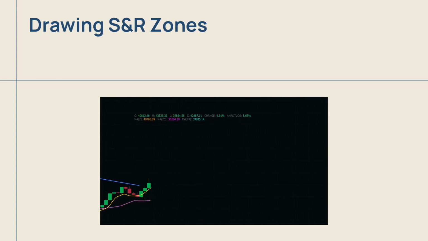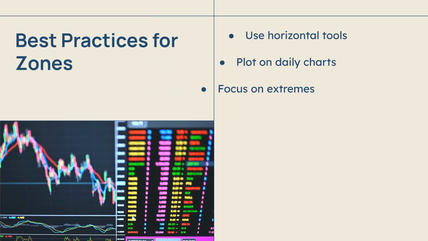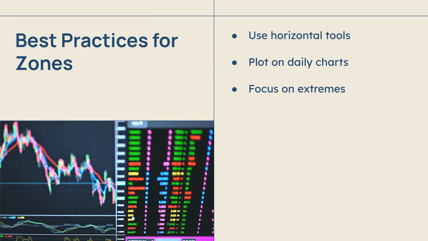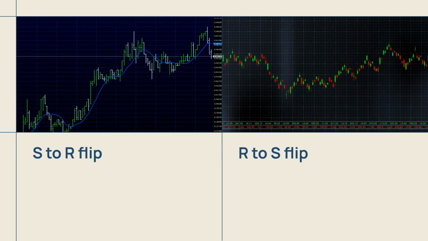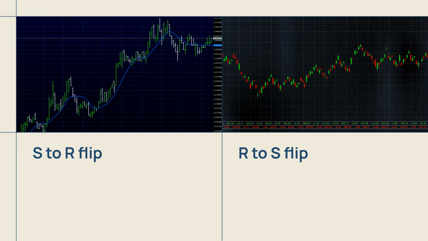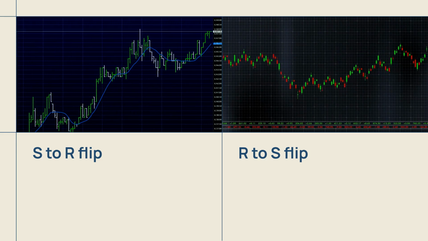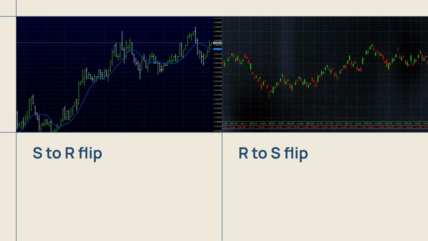When marking S and R, it's often better to draw zones rather than single lines. A zone accounts for minor price fluctuations and ensures a more flexible approach. Use the horizontal line or zone tool on your TradingView platform. Look at higher time frames like the daily chart, as these S and R levels carry more significance than lower time frames. A key concept is the flipping of S and R. Once resistance is broken, it often becomes the new support, and vice versa. This indicates a shift in market psychology and momentum.